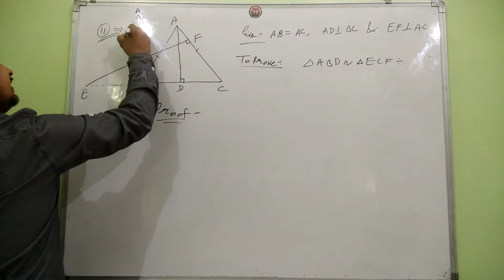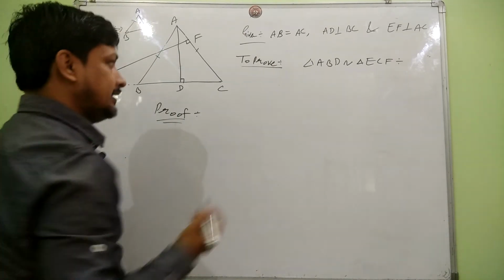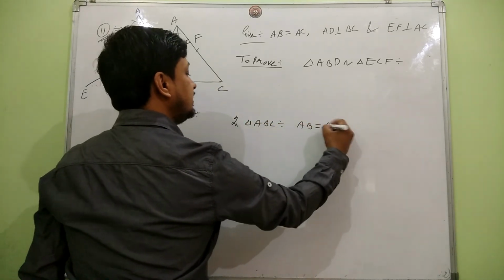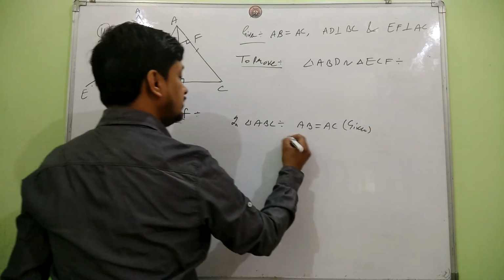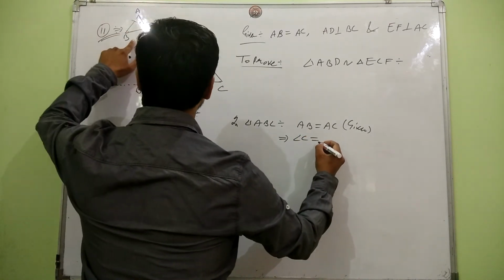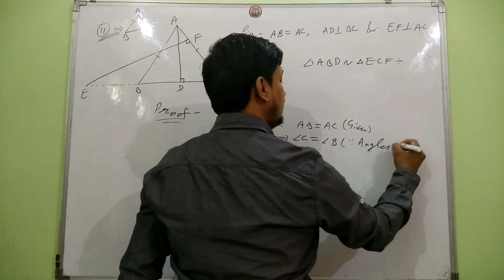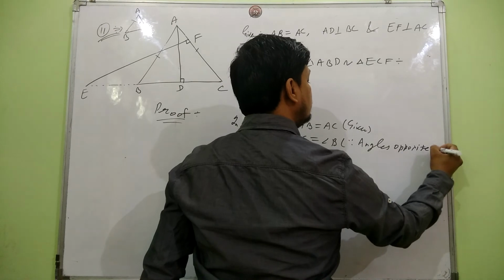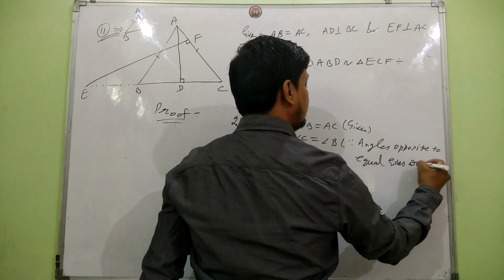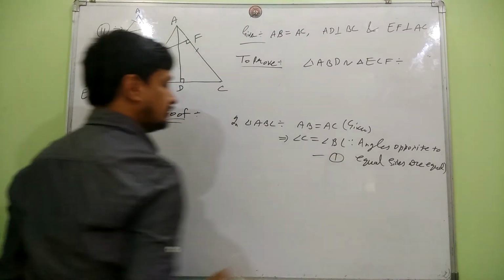So we have triangle ABC. If side AB is equal to side AC, then the angles opposite to them will be equal. So we can write: in triangle ABC, AB equals AC, it is given to us. So as a result, the angle opposite to AB is angle C and the angle opposite to AC is angle B. Why? Since angles opposite to equal sides are equal. Okay, so this we will use now.